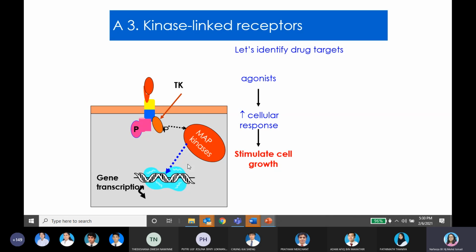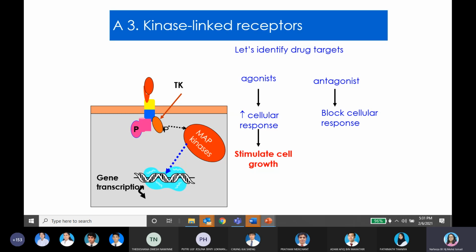If there is a situation where you need to stimulate cell growth, you will use an agonist to stimulate tyrosine kinase. But what happens if you have excessive cell growth, like in some cancer situations? What can you do? We can use an antagonist. Exactly. Excellent. When you use an agonist, you increase cellular response. Antagonist will block cellular response. Exactly.